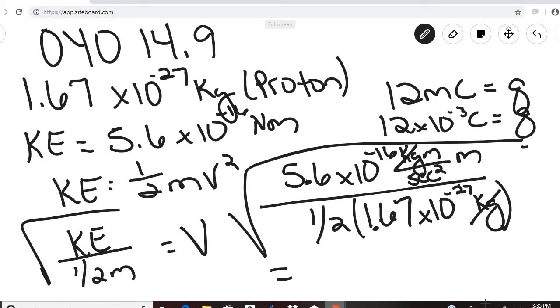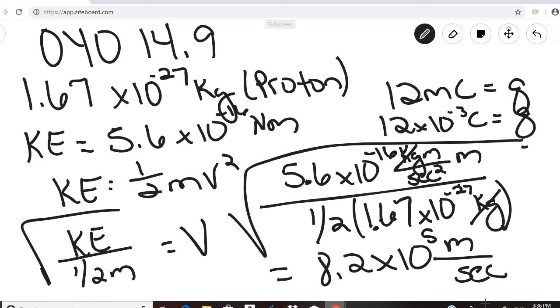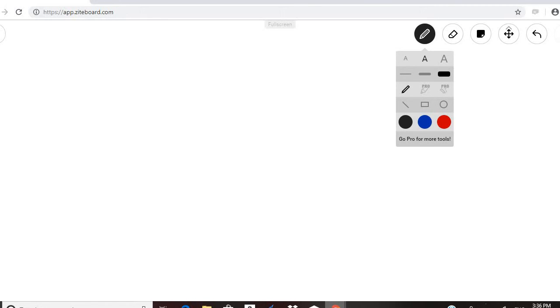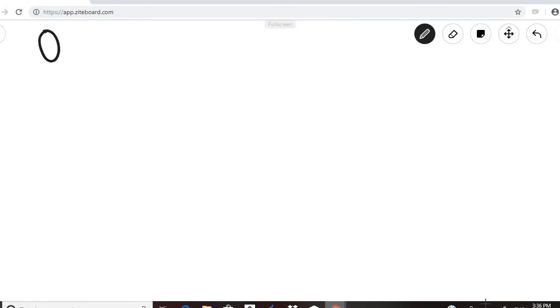So if we do all this math, what we should get is 8.2 times 10 to the 5th meters per second. So that electron, or that proton it was, placed on a positive plate will move toward the negative plate at a velocity of 8.2 times 10 to the 5th meters per second. Okay, then the last thing that we will do today is the On Your Own 14.10.